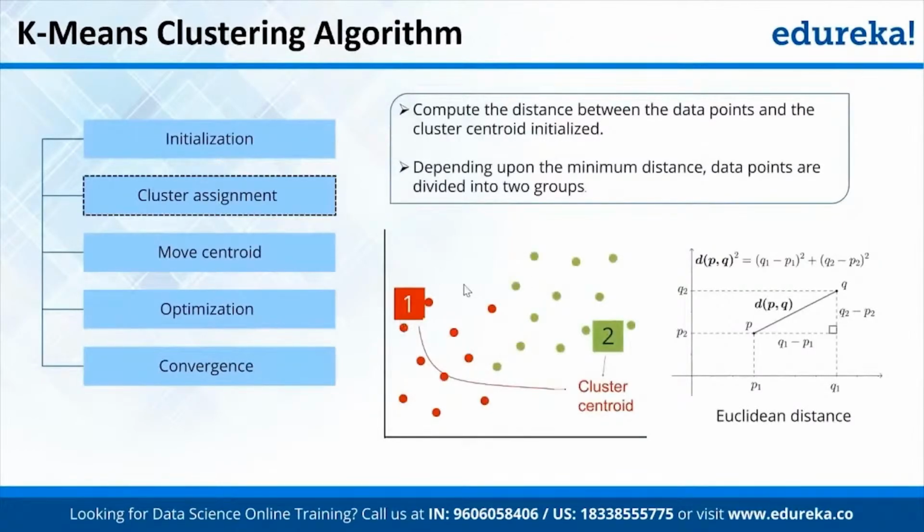So here what you will be doing, you are taking 2 random centroids, right? So you are saying that, okay, this is the centroid for this cluster, this is the centroid for this cluster. And after that, you will be calculating the distance of each point from the centroid.